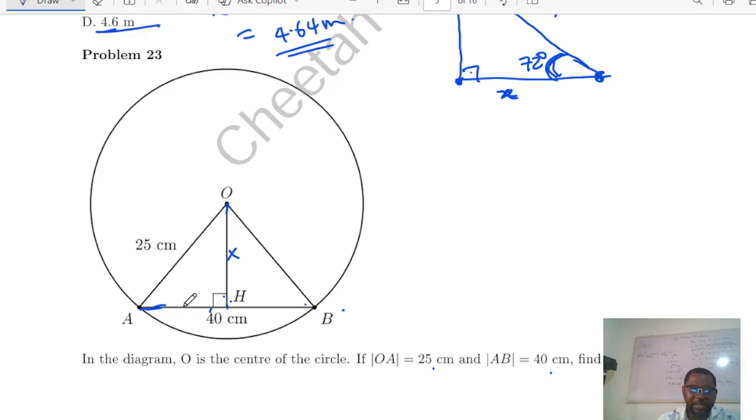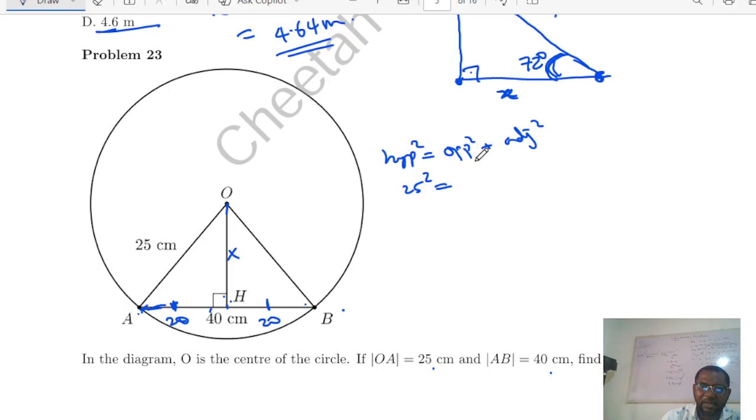So since this is perpendicular, it means that this must definitely be equal to this. So this 40, I'm going to share it here, 20 here and 20 here. So 25, x and 20 makes a right angle triangle, and we can use Pythagoras theorem. And that means the Pythagoras theorem is that the square of the hypotenuse is equal to the square of the opposite plus the square of the adjacent. The hypotenuse here is 25, so this is 25 squared. The opposite here is 20, you can choose any one. Then the other one is x, so I'll call it x squared.